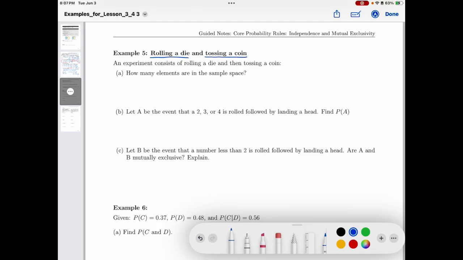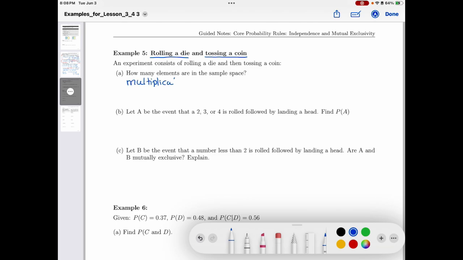Example 5, we're going to look at rolling a die and tossing a coin. An experiment consists of rolling a die and then tossing a coin. How many elements are in the sample space? So this is asking how many possible outcomes are there?